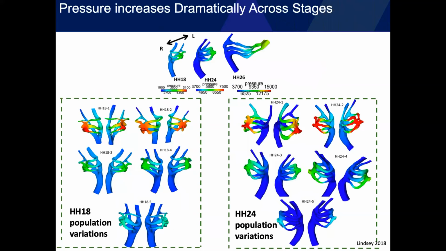One thing that we found once we ran the CFD was that pressure increases dramatically across stages. It increased 32% from day 3 to day 4, and it doubled from day 4 to day 5. You can see the population-based models down here, and then the general trend up top.